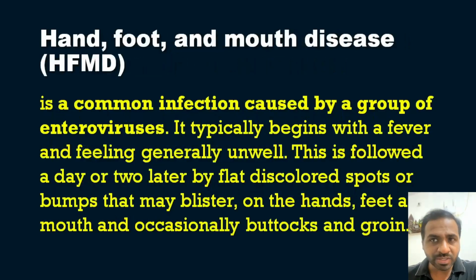Then the other option was HFMD, hand, foot and mouth disease. It is a common infection caused by a group of viruses known as enteroviruses. It typically begins with a fever and feeling generally unwell, followed a day or two later by flat discolored spots or bumps that may blister on the hands, feet and mouth, and occasionally the buttocks and the groin. That's why it is known as hand, foot and mouth disease. Sometimes it is also called tomato fever.